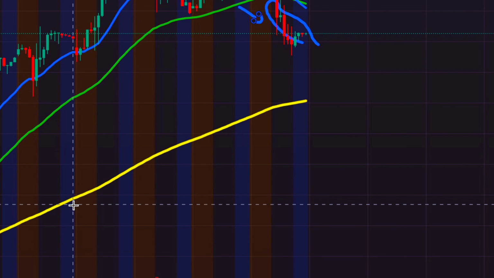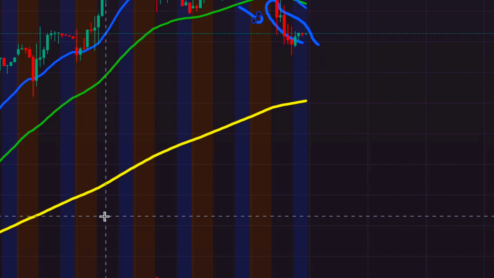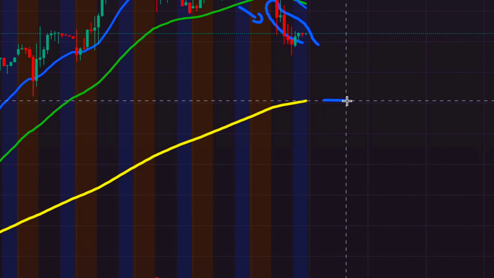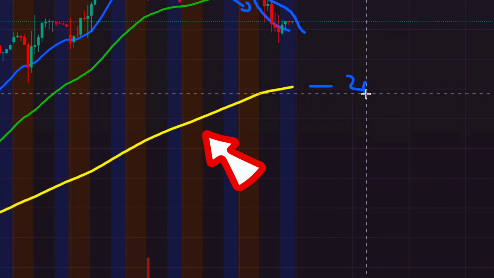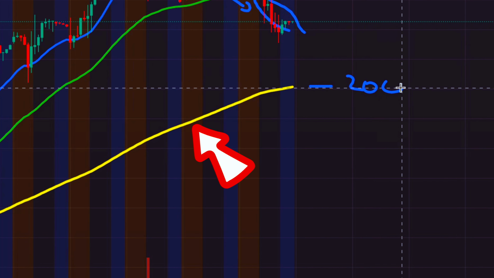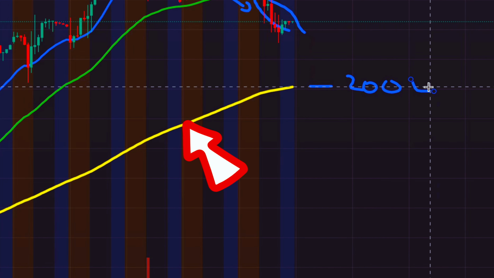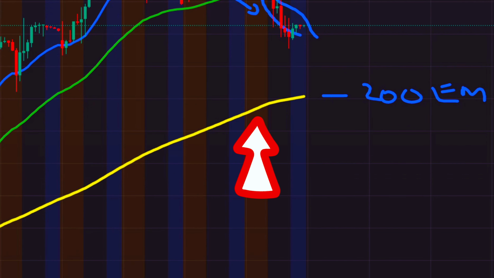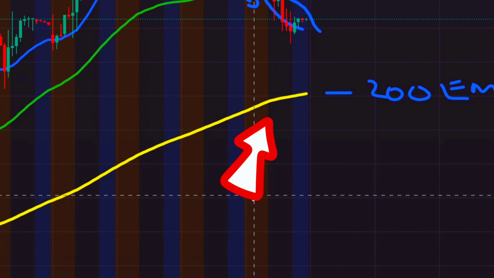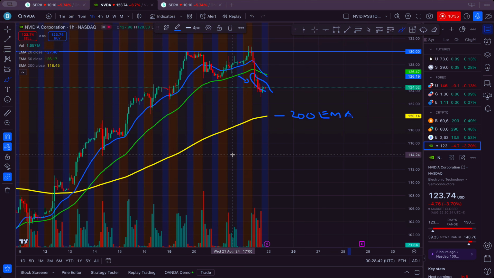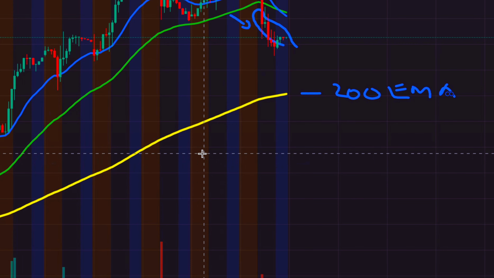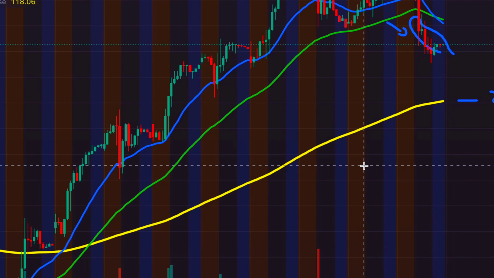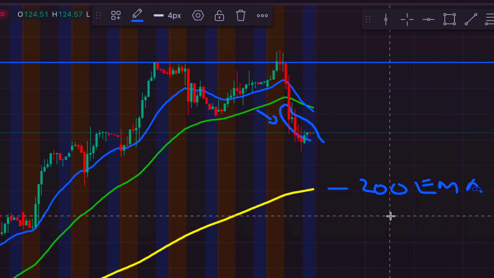So now, finally, let's move to the 200 moving average. This one here, the yellow one, is the 200 EMA. The 200 EMA is your long-term trend indicator. And this one is one of the most important moving averages in technical analysis.